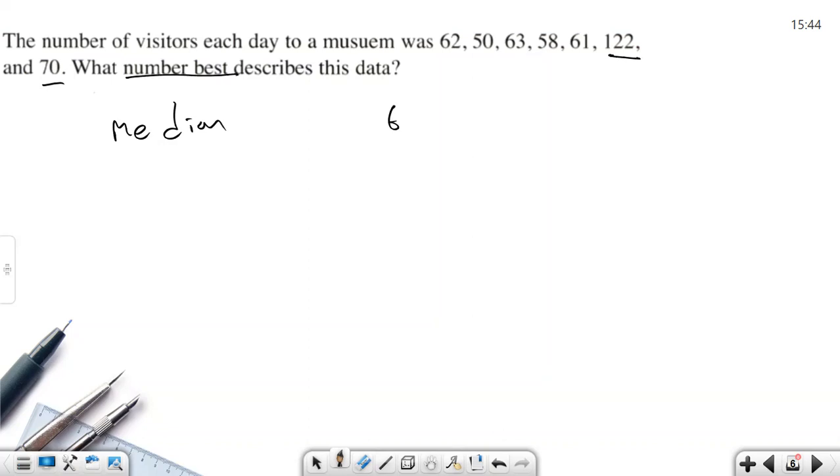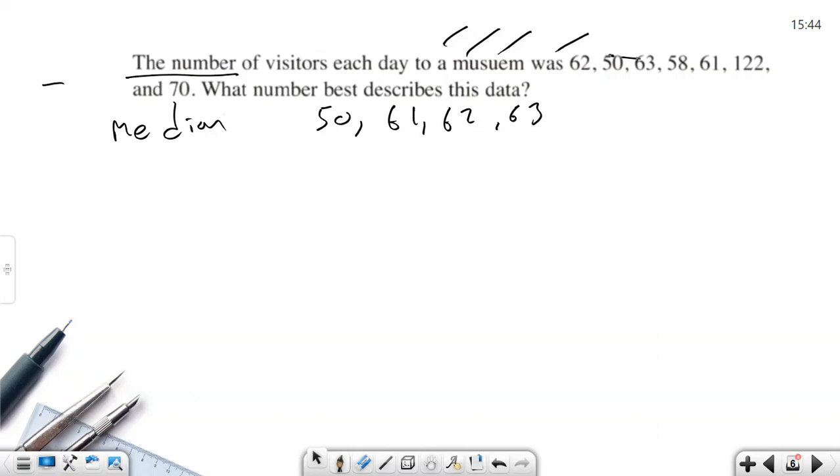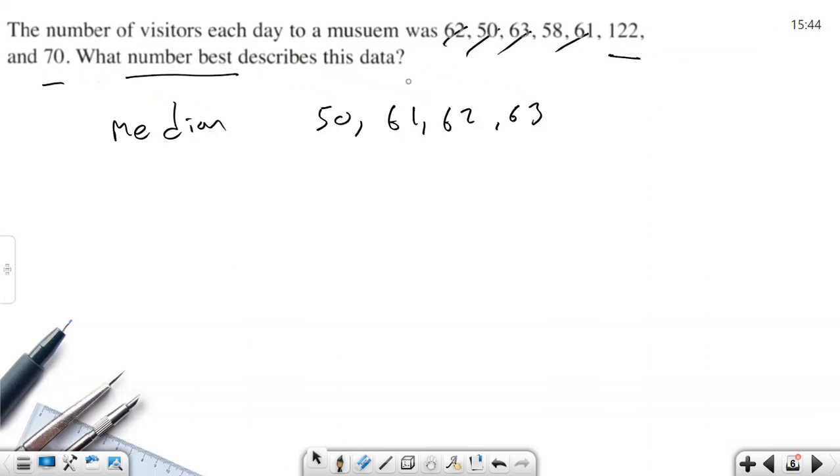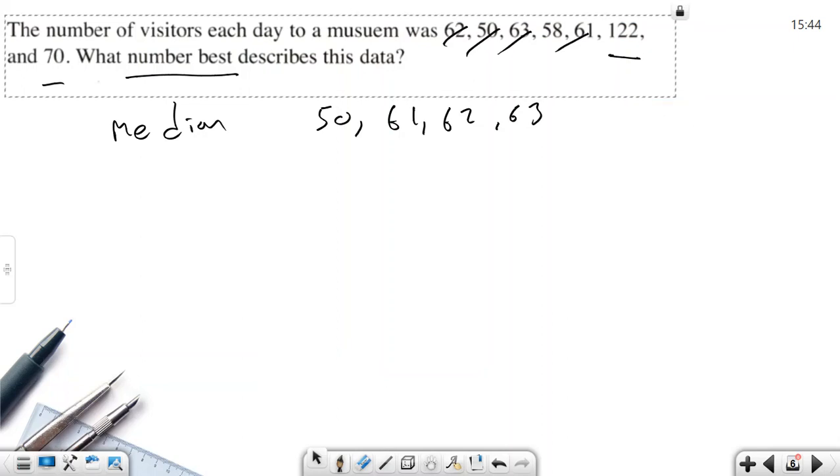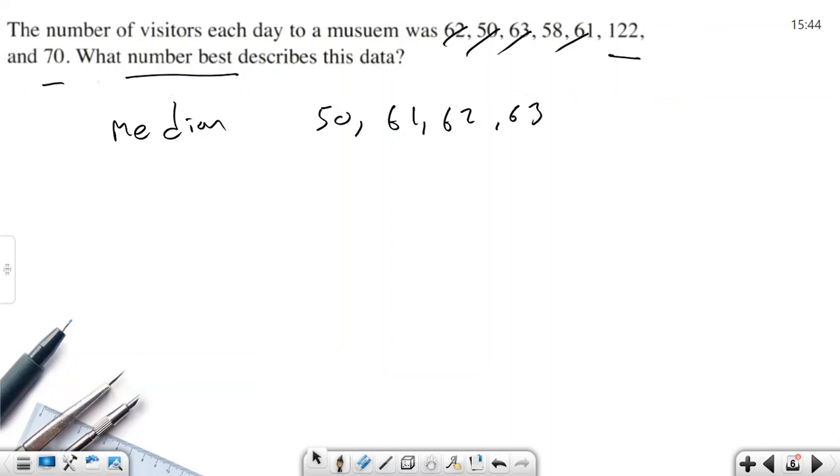Let's find the median. So 61, 62, 63. We have 50 here. And we have a 58. I missed that one. Let's write it up. Okay, so I missed the 58. Right, let's write it here. 58. Now I wrote it. Then 70. Then 122. So how many values? 1, 2, 3, 4, 5, 6, 7, 8. That's 8. 1, 2, 3, 4, 5, 6, 7.